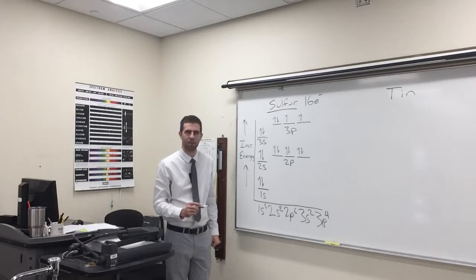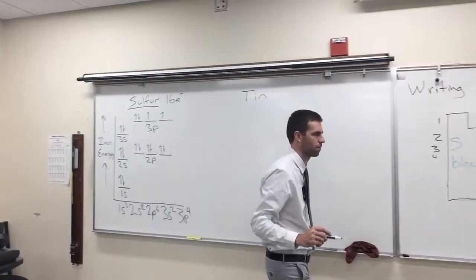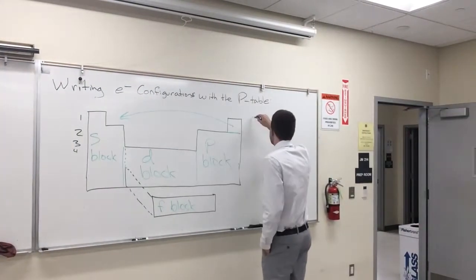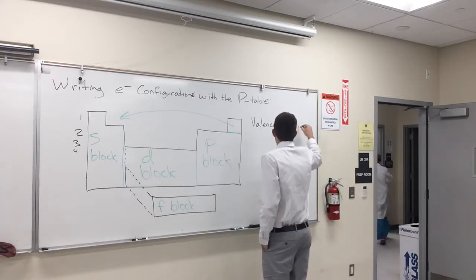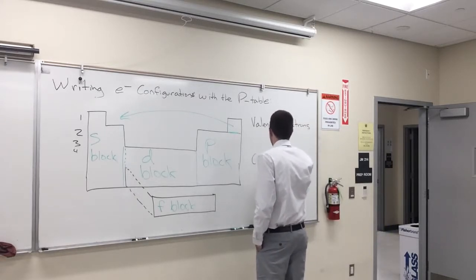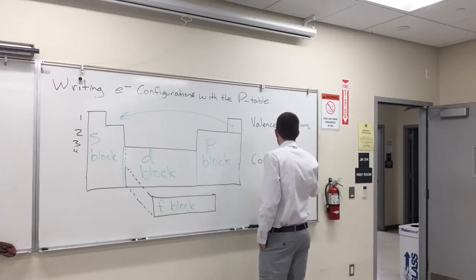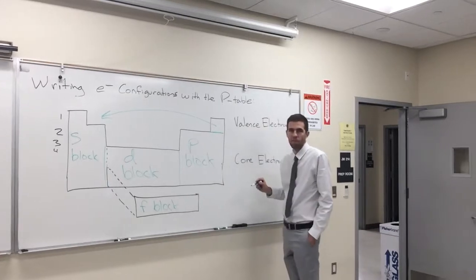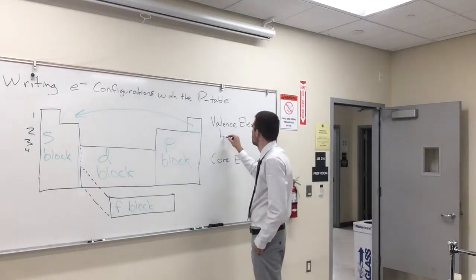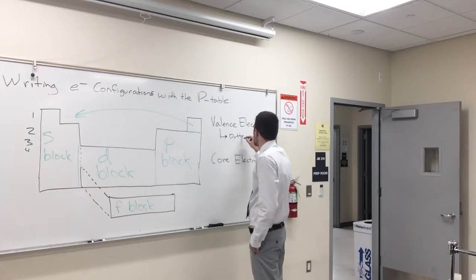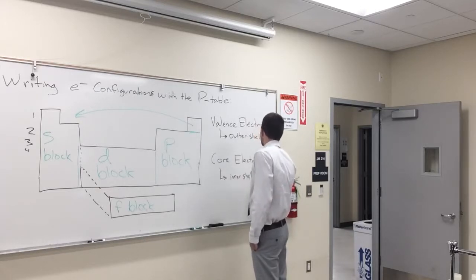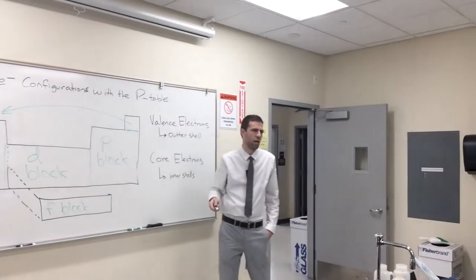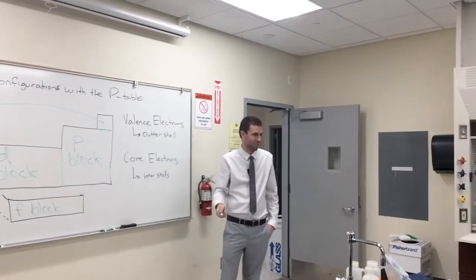Now I need to define something for us real quick. Add this to your notes. We have things called valence electrons, and we have core electrons. Valence electrons are just the name we give to the outer shell, and core is inner shells, plural, right? So valence is the outer shell. What does outer shell mean? Outer energy level.